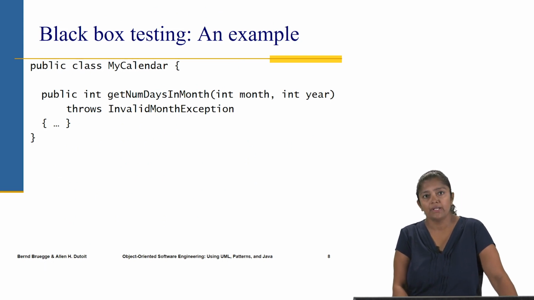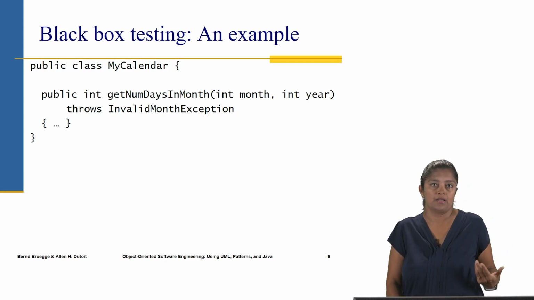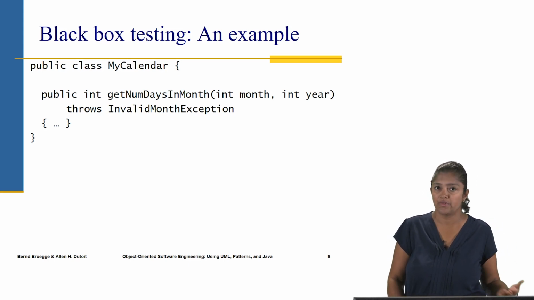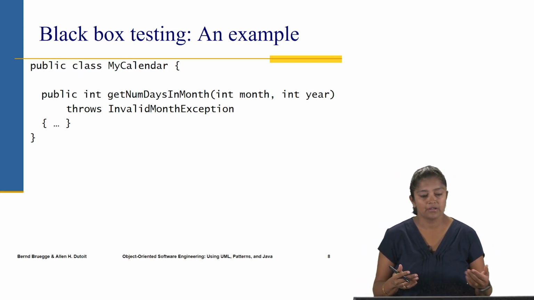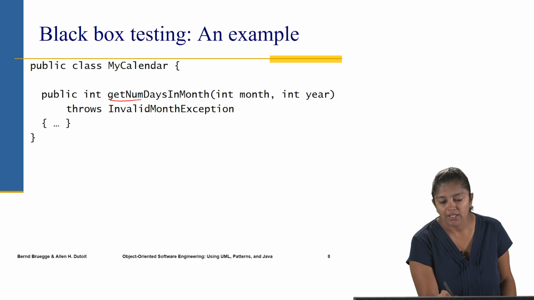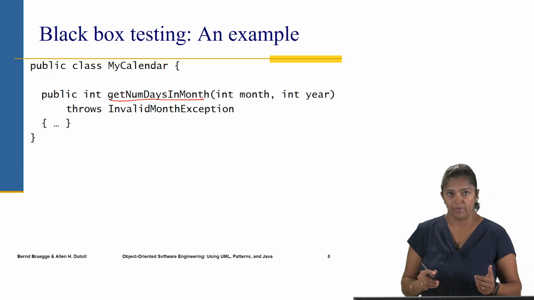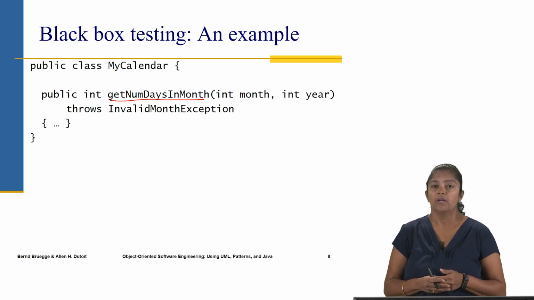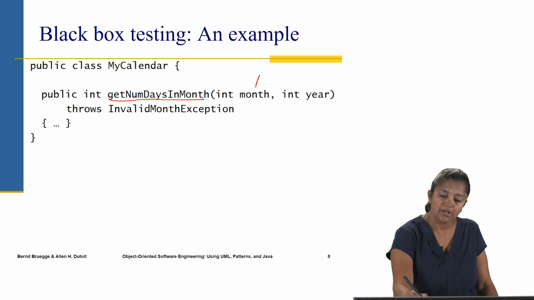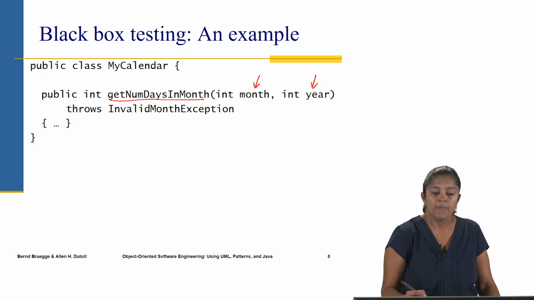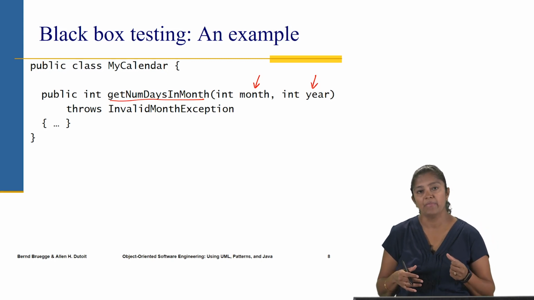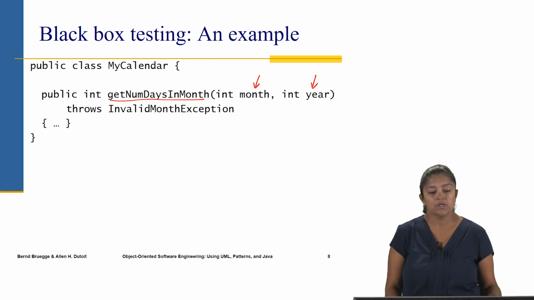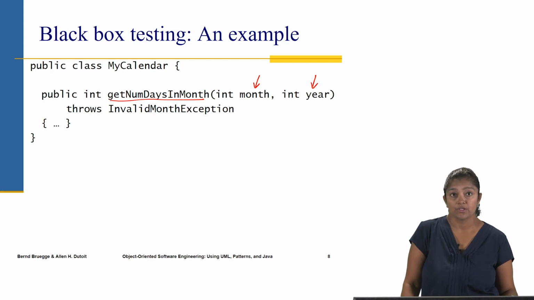Here's another example. The class shown is a calendar class. It's called My Calendar, and the purpose of this is to simulate a calendar. It has a method called get number of days in a month. The purpose of this method is that it takes in any month and a year and computes the number of days in that particular month of that year. So it needs to do that calculation.